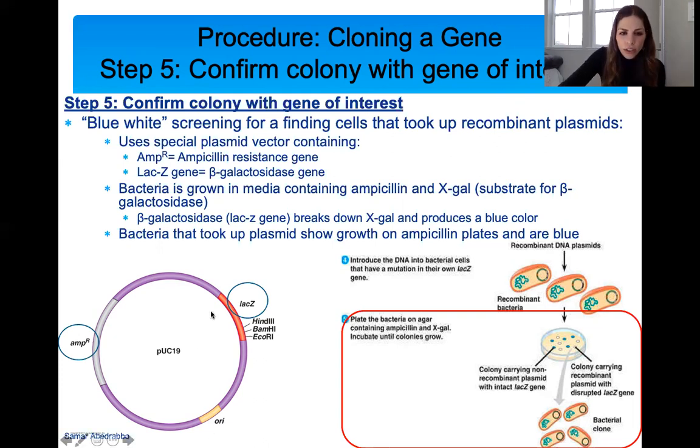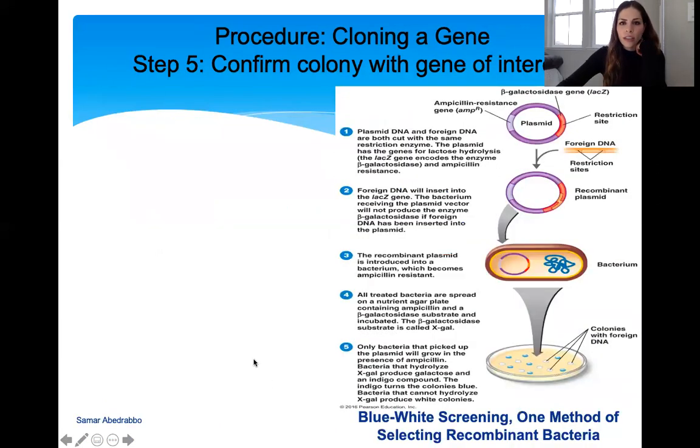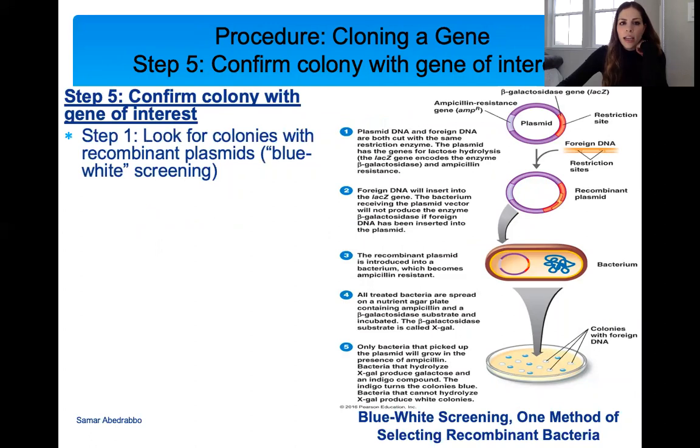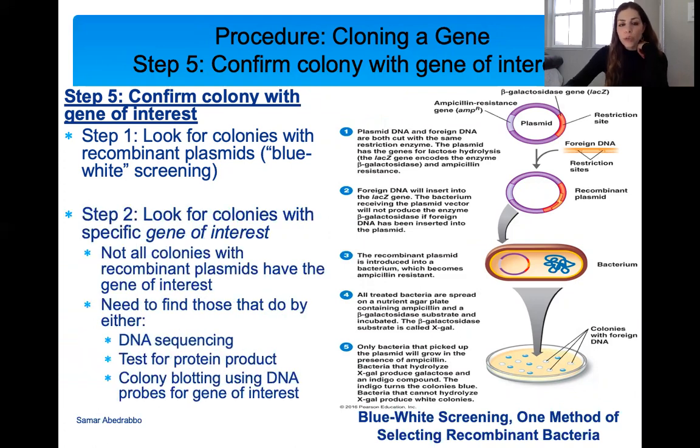And usually your gene of interest is somewhere here, where the restriction enzymes are. So ways that we can make sure that our bacteria took in the recombinant plasmid is you can do blue-white screening, which is what I described. You can also look for the specific gene of interest. So maybe you can do DNA sequencing to make sure, did your bacteria actually get that gene?